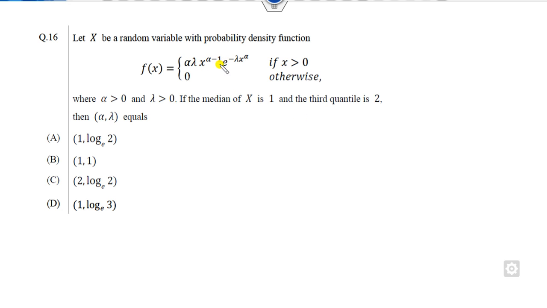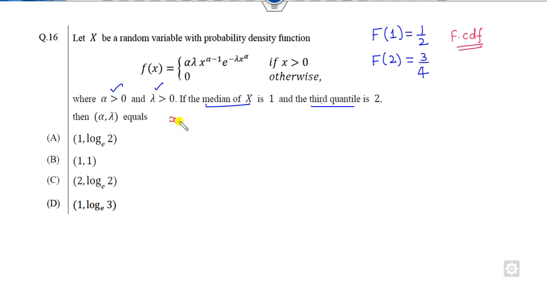If you look at this function, where alpha is positive, lambda is positive, and the median of this X is 2 and the third quartile is 2. That's very simple. How can you write the median in terms of the function? We all know the median is F of x equals half, and the third quartile is 3/4. What is F? F is my CDF. So your target is to find the CDF from this f(x).